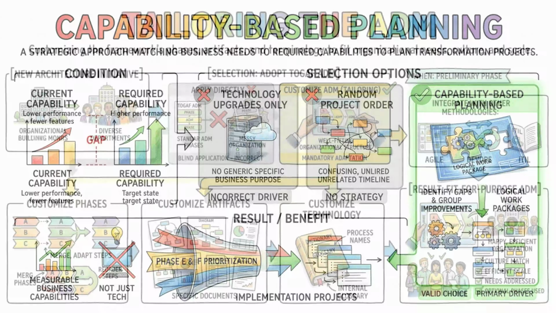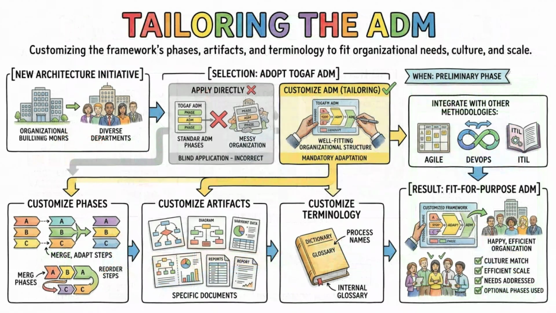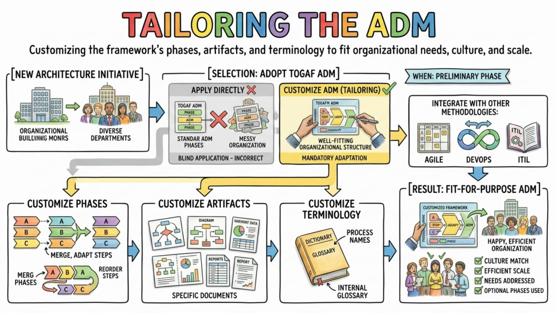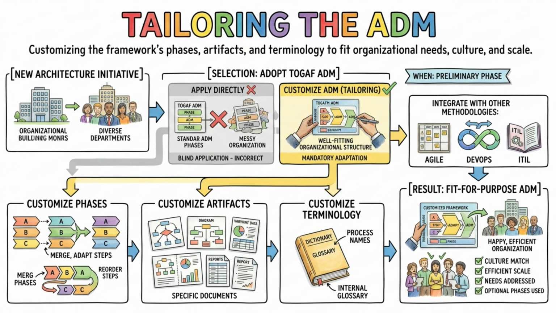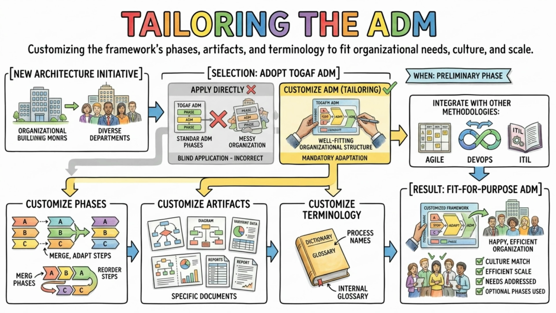Tailoring the ADM is the process of customizing the framework's phases, artifacts, and terminology to fit the specific culture, scale, and needs of an organization. Tailoring takes place during the preliminary phase and allows architects to integrate TOGAF with other methodologies, such as Agile, DevOps, or ITIL. Exam questions will emphasize that tailoring is a mandatory step, as no framework should be applied blindly without local adaptation.